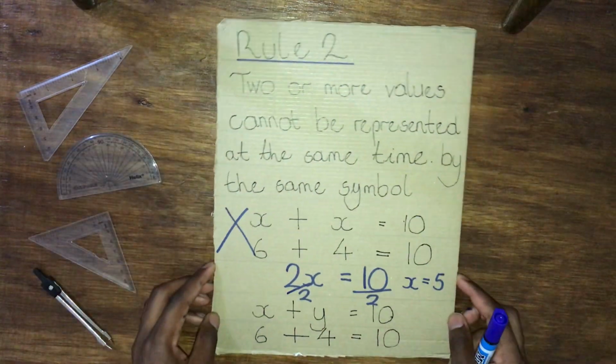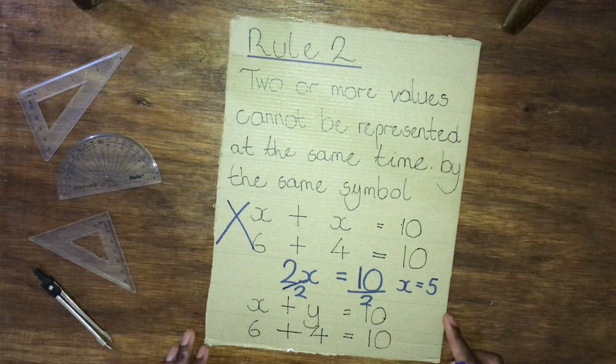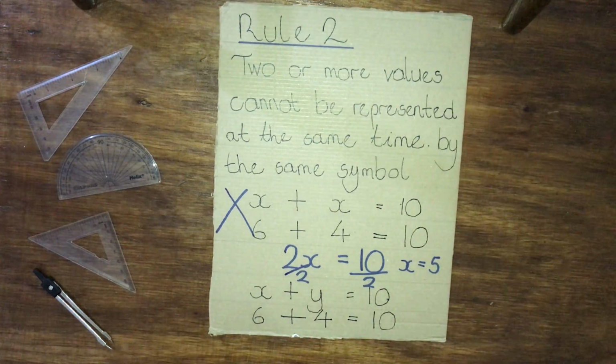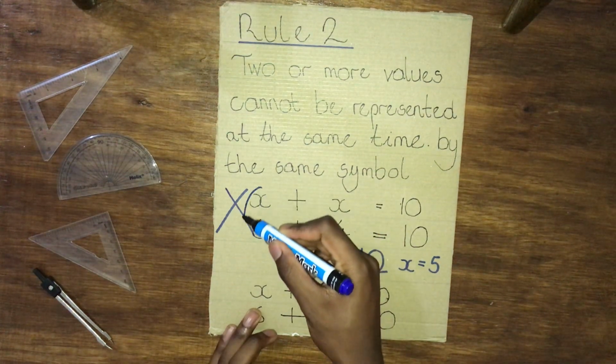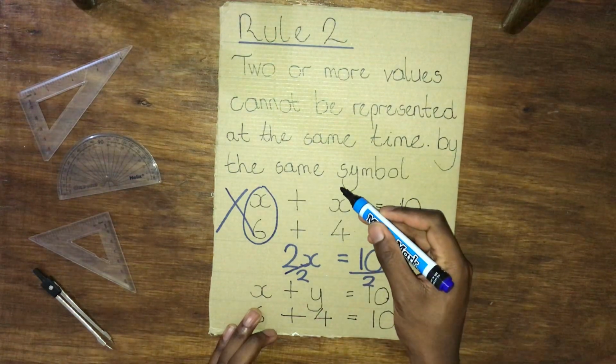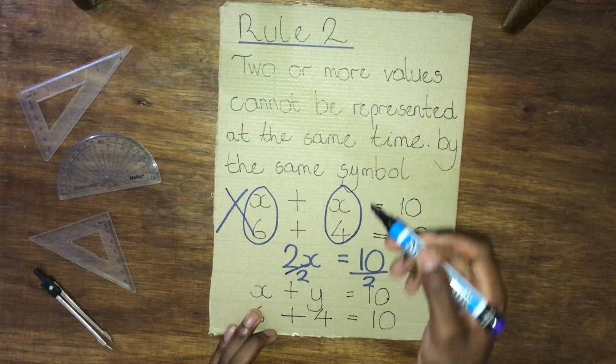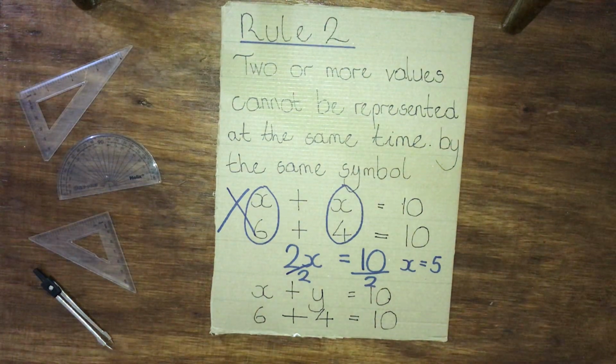Rule 2. Two or more values cannot be represented at the same time by the same symbol. For instance, x plus x is equal to 10. Now, can we say that 6 plus 4 is equal to 10 in this case? No, we cannot, because x cannot be equal to 6 and equal to 4 at the same time. It simply does not work.